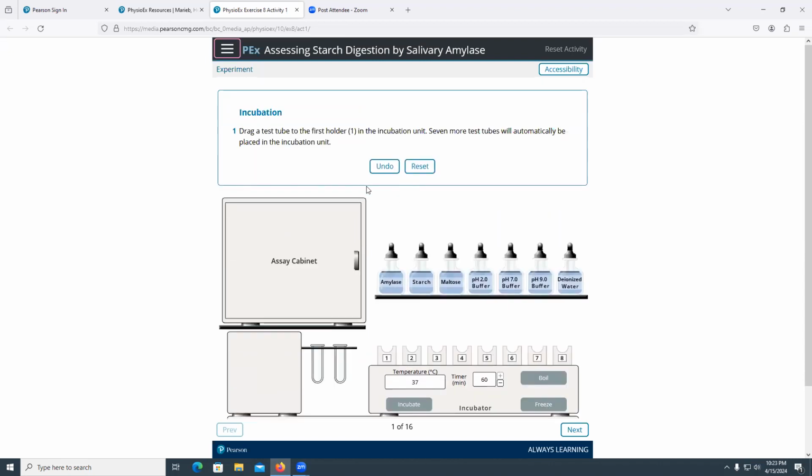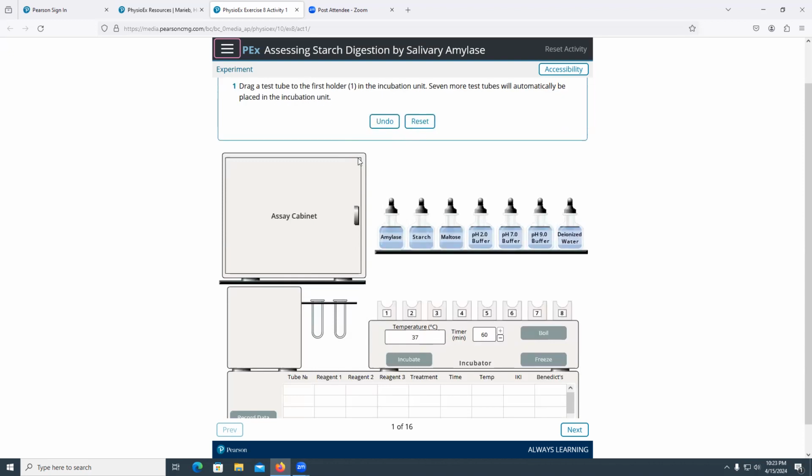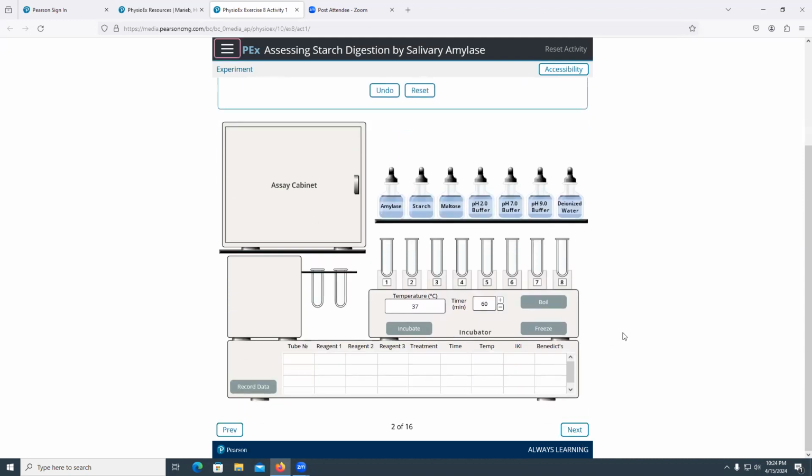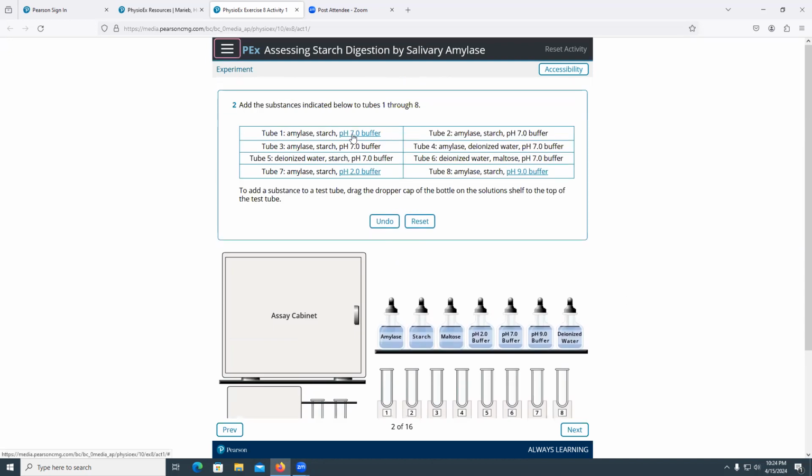So what we're required to do is drag the test tube to the first holder, and then the others are going to follow through. And once I have 8 test tubes, I have to prepare the solutions. So I have my details. Okay, so pH 7 simulates the optimal pH, homeostatic pH. Actually, homeostatic pH is 7.35 up to 7.45. But pH 7, that's oral pH.